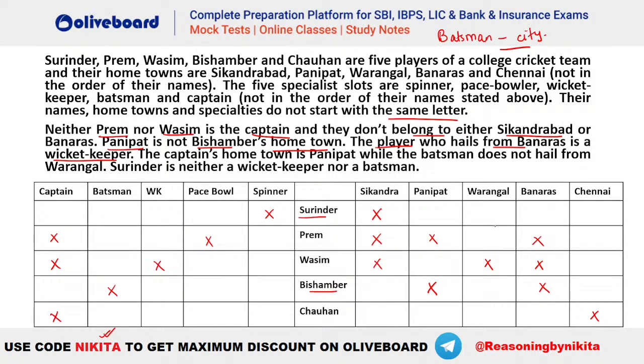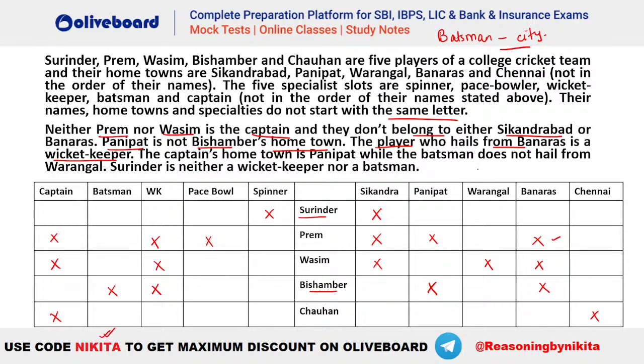Like let's say if here you can see that Prem is not from Banaras, right? We have a cross here in Banaras. That means he cannot be a wicket keeper either because wicket keeper has to be from Banaras. So if he is not from Banaras, he cannot be a wicket keeper. Similarly, Bishambar is also not from Banaras, so he also cannot be a wicket keeper because wicket keeper and Banaras should have a simultaneous tick, right? Let's say Surinder is the Banaras person, so he should be the wicket keeper. Similarly, if Chauhan is the Banaras person, he will be the wicket keeper. I hope this is clear till here.